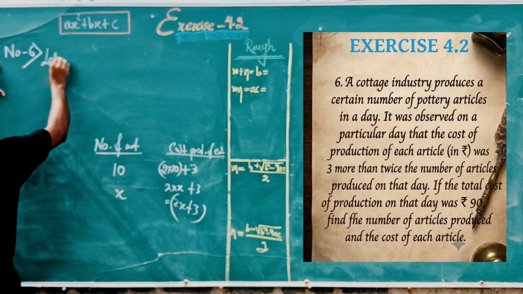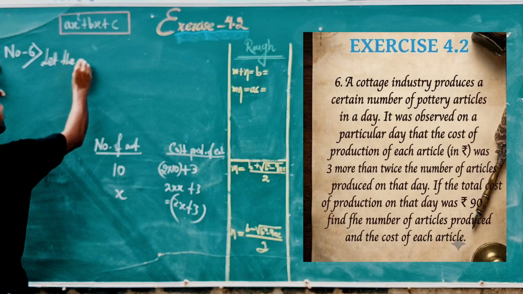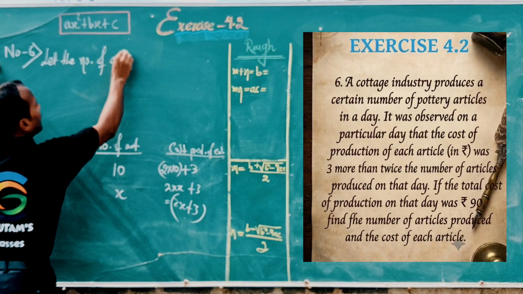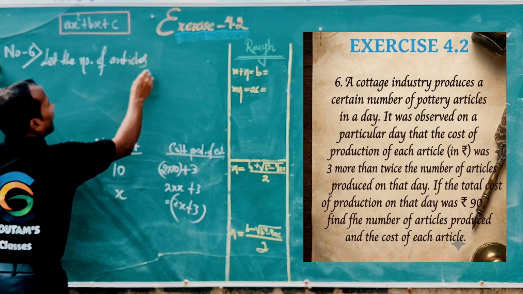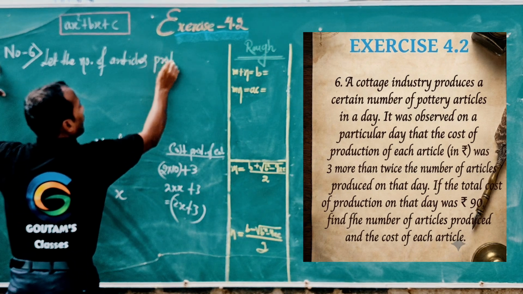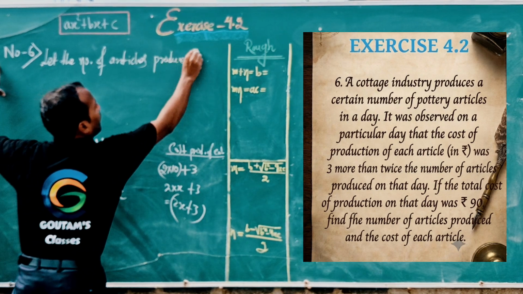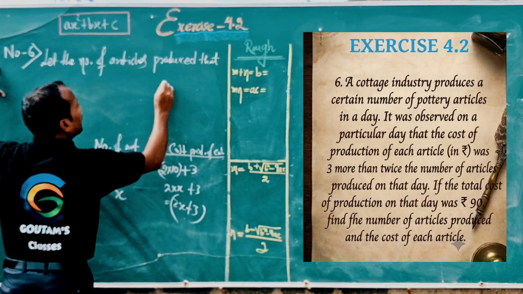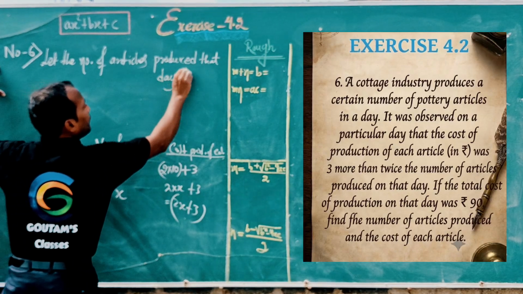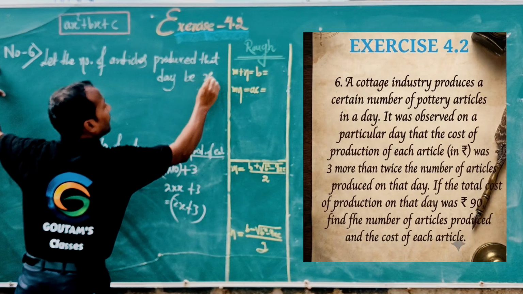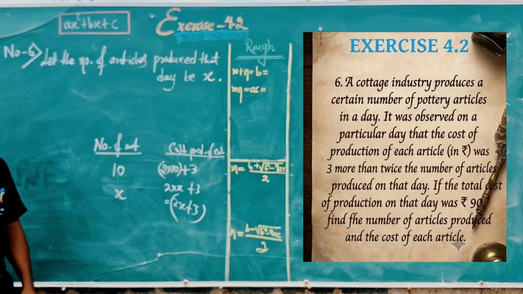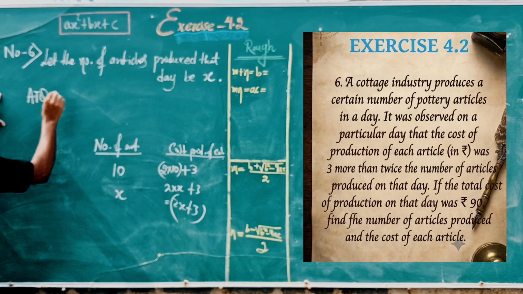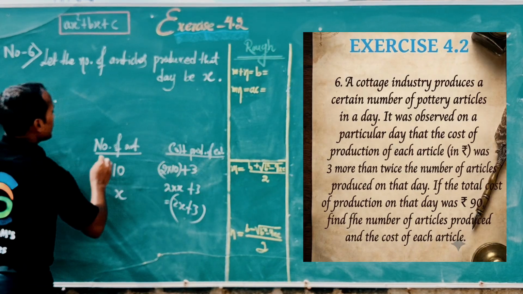Let the number of articles produced that day be x. Okay, x number of articles were produced.